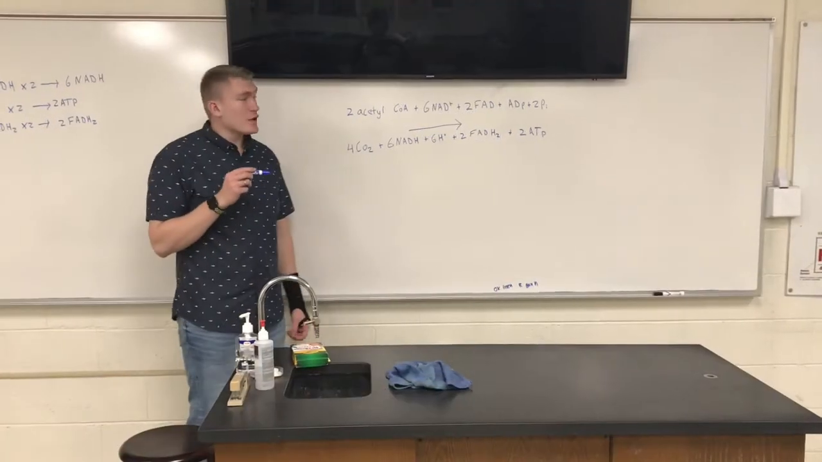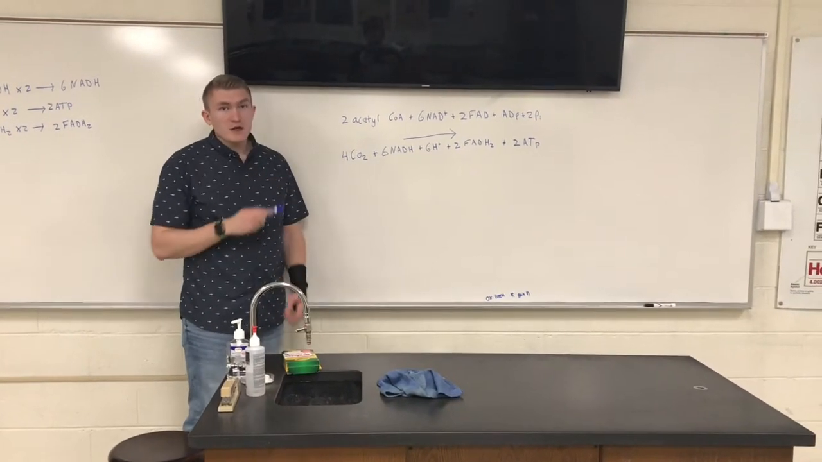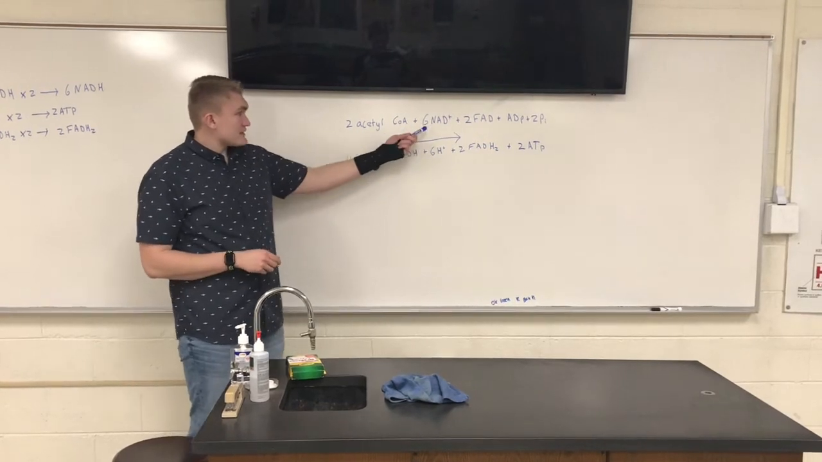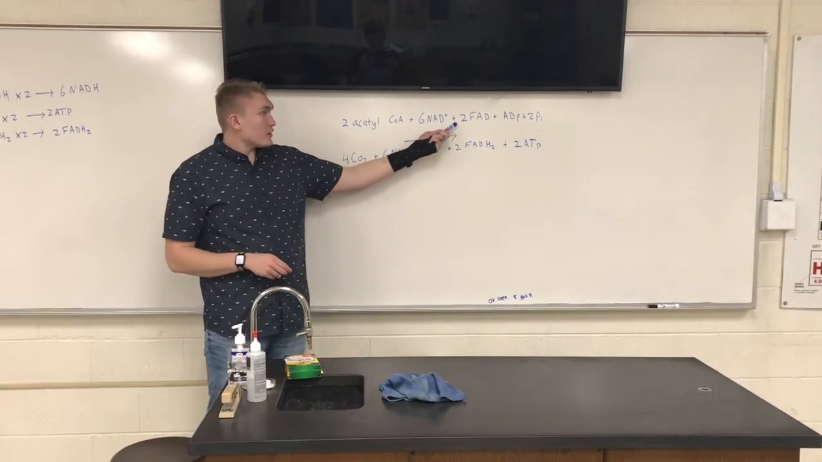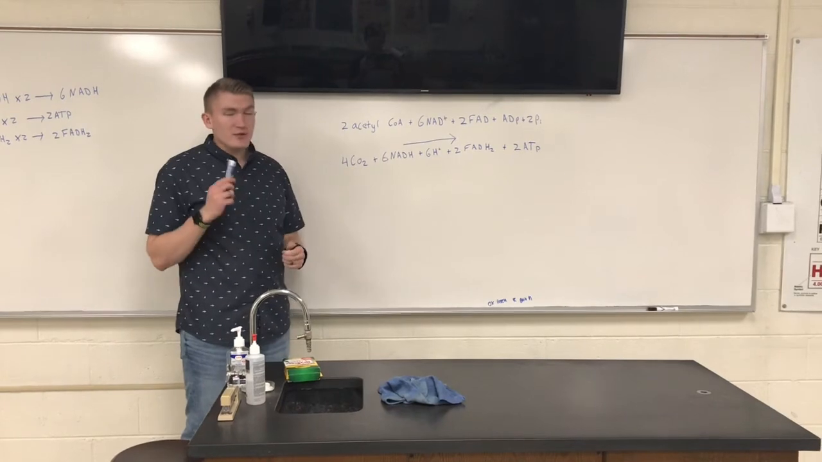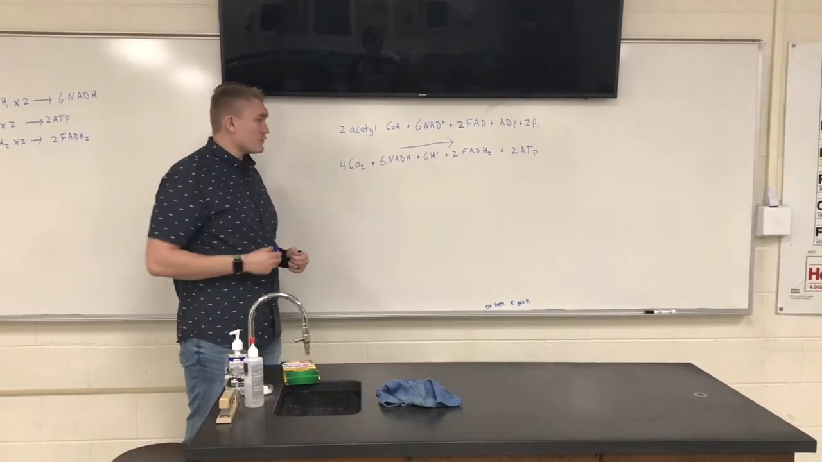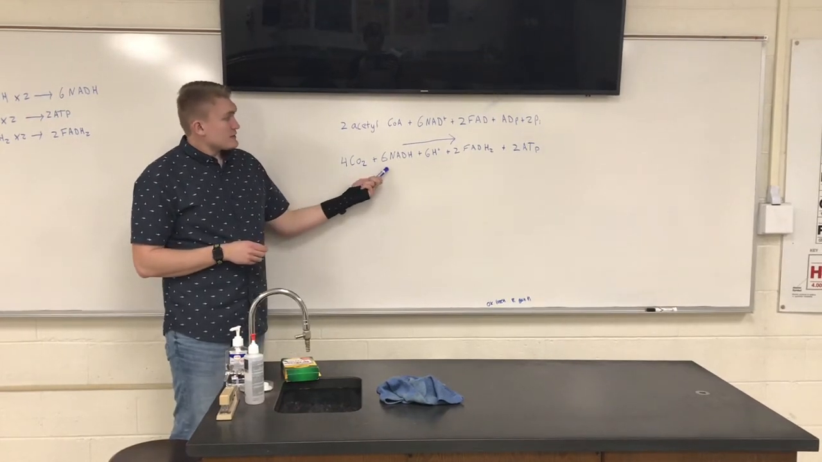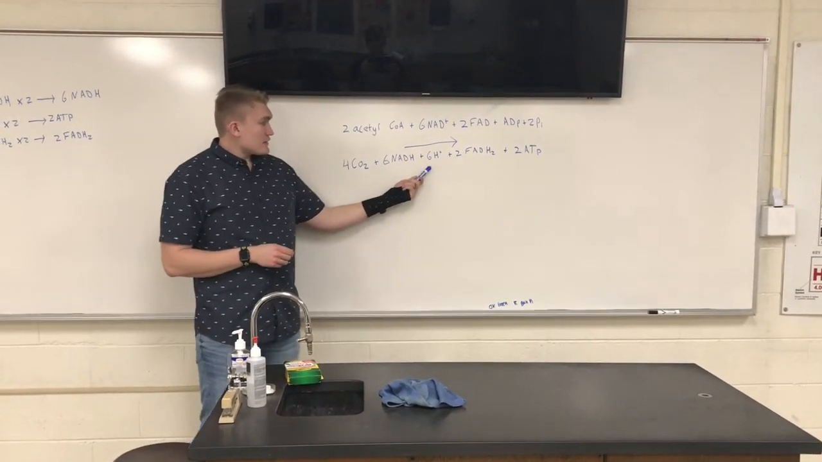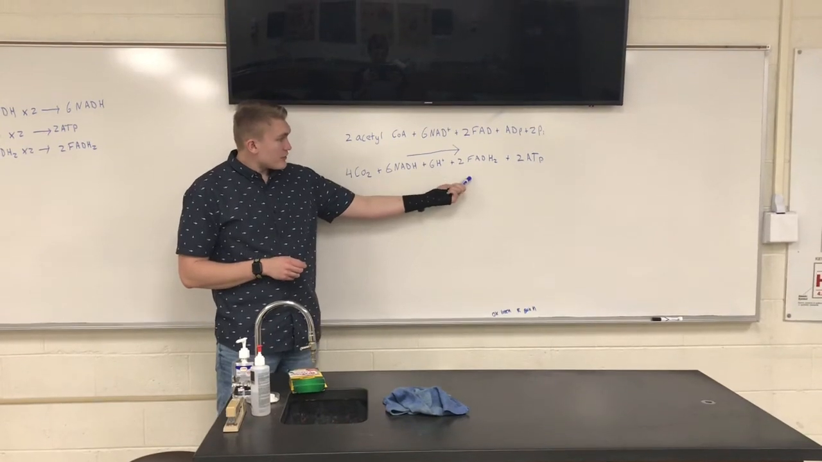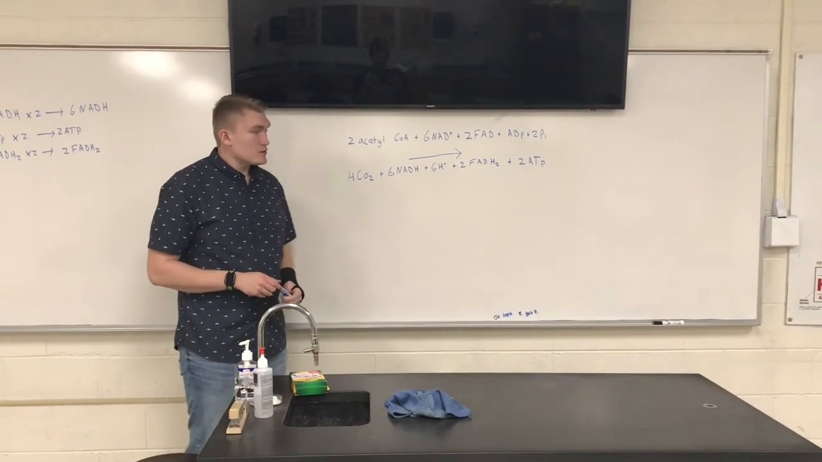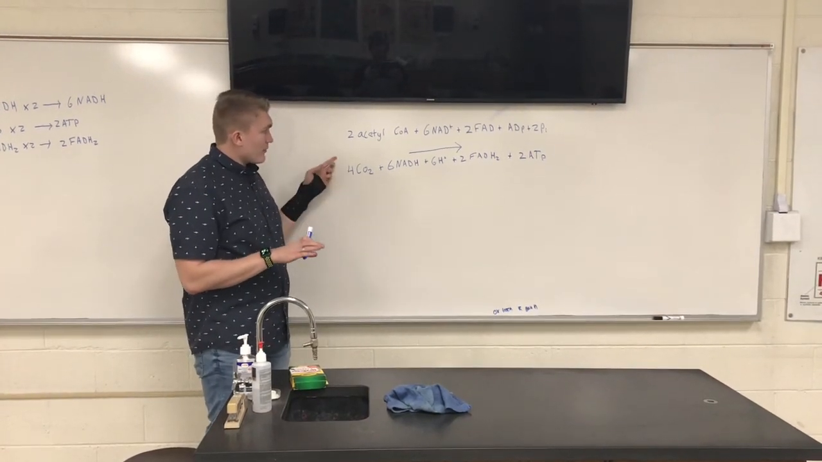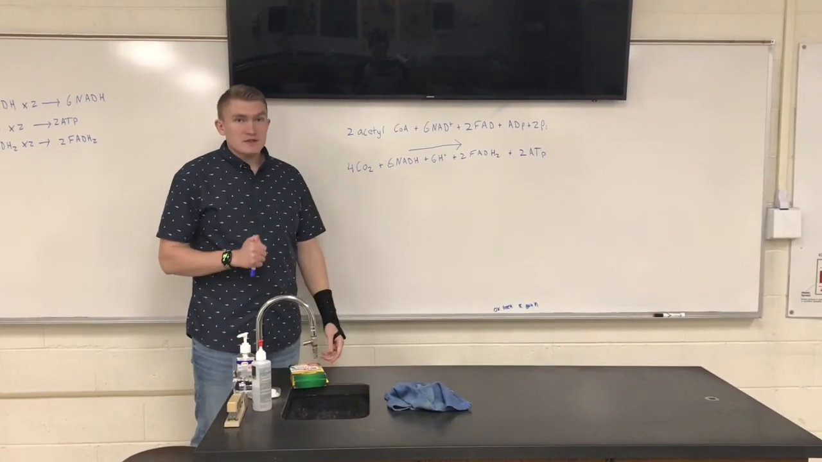Okay, so in summary, this is the overall reaction of the citric acid cycle. So we have 2 acetyl-CoA plus 6 NAD+ plus 2 FAD plus 2 ADP plus 2 free phosphates gives us 4 CO2, 6 NADH, 6 free hydrogens plus 2 FADH2 plus 2 ATP, and that is the net reactants and products of the citric acid cycle.